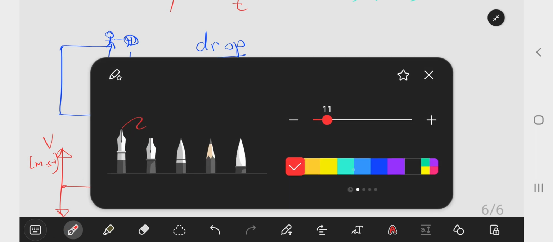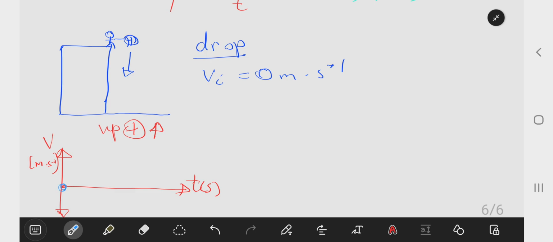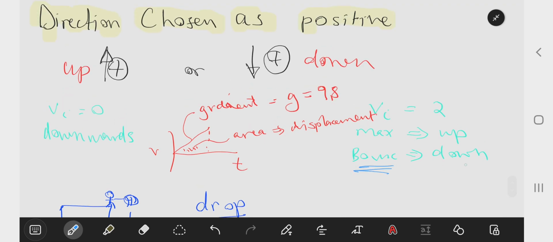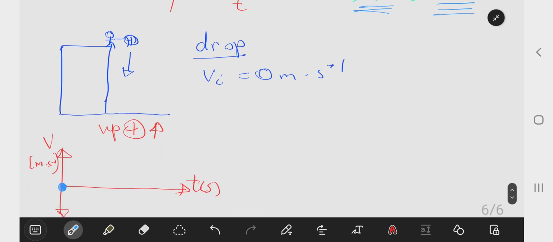Now, if it's a drop, we agreed that your graph will start at the 0 point. And if it's a drop, we expect it to go downwards and it should bounce. This is some of the theory that we have been explaining. If it bounces first, then it was going downwards. So it's the same as saying if it goes downwards, it's going to bounce first. Say I chose upward as positive. If you look at this ball, it's going to go downwards, so it's going to have a negative velocity here.